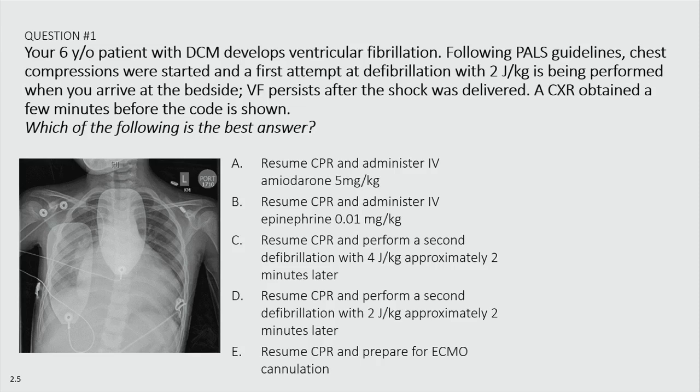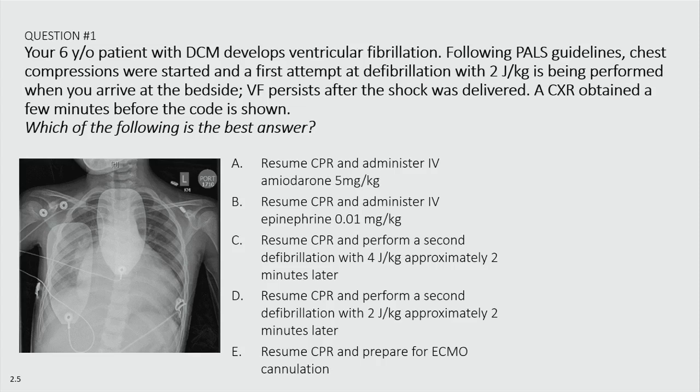Following PALS guidelines, chest compressions were started, and the first attempt at defibrillation with 2 joules per kilo is being performed when you arrive at the bedside. Ventricular fibrillation, however, persists after that first shock was delivered. A chest X-ray obtained a few minutes before the code is shown in the figure. So which of the following is the best answer?